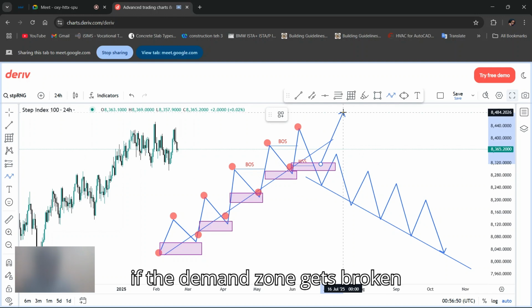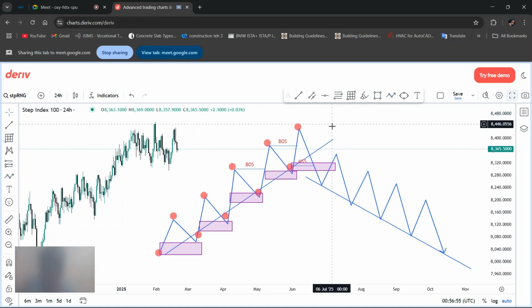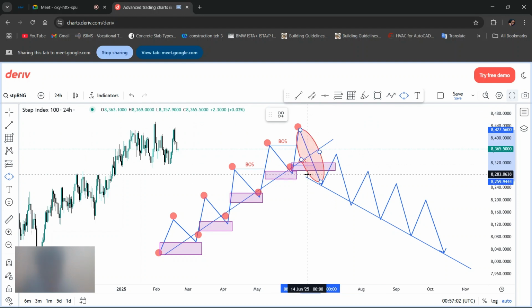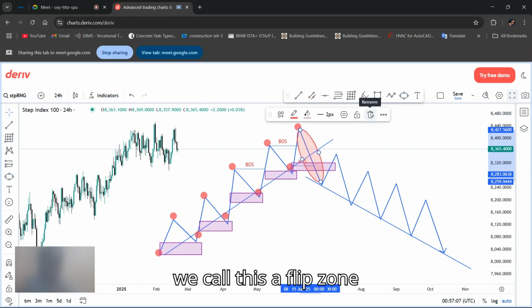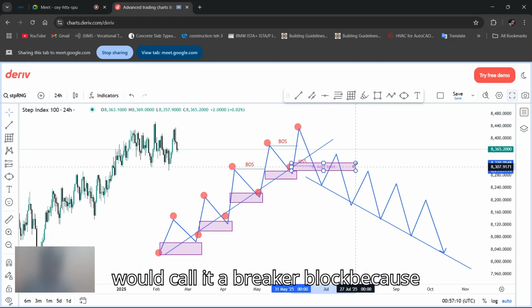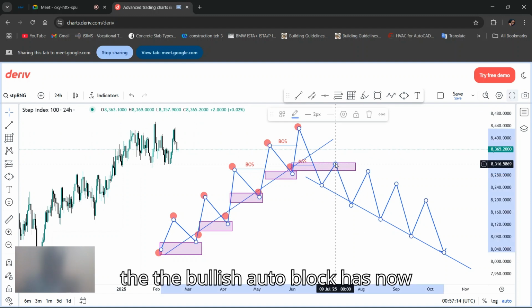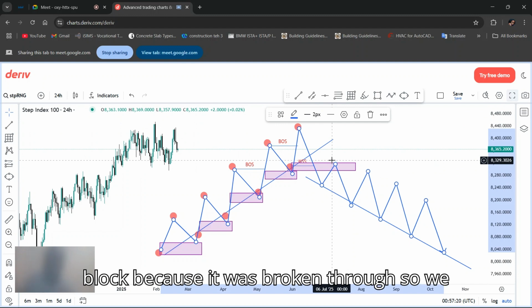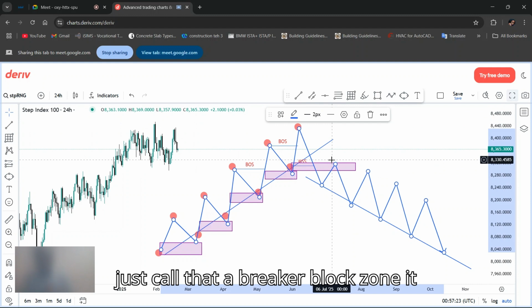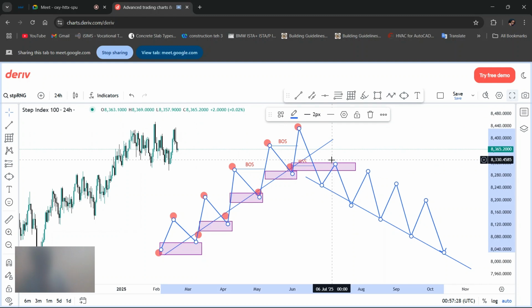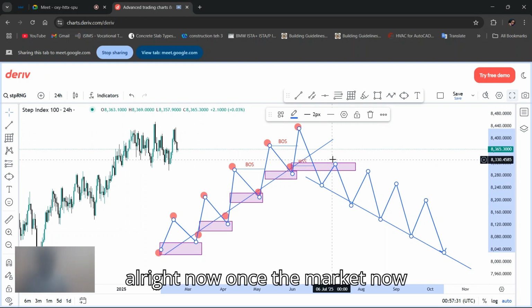Now, if this demand zone gets broken, as we can see here, it gets taken out right here. So we call this a flip zone, or the legitimate word I would call it, a breaker block, because the bullish order block has now become a breaker block. Why is it a breaker block? Because it was broken through. It was a previous area of demand, now a breaker block.